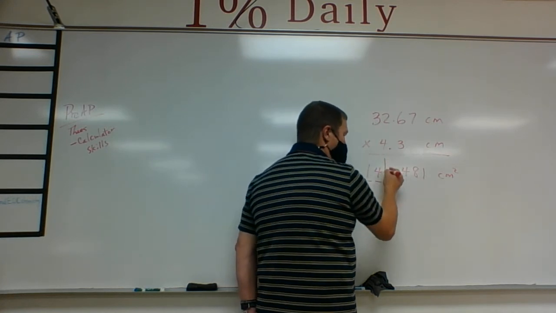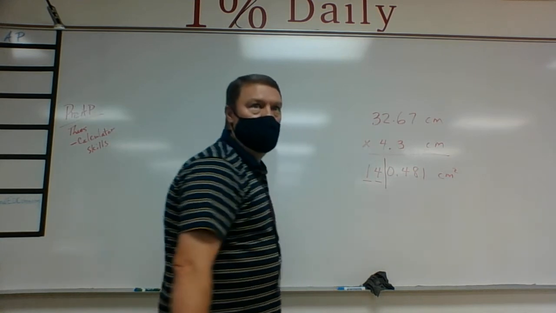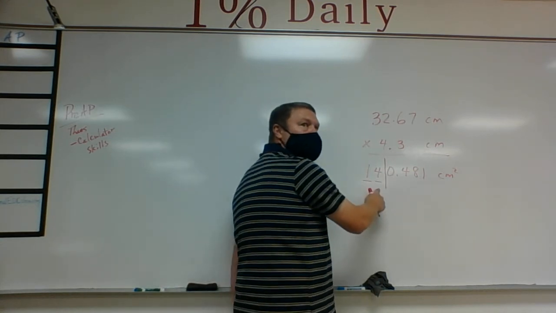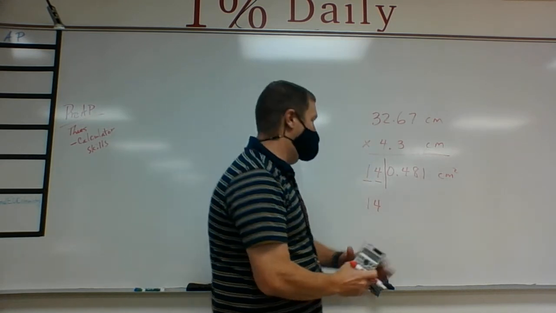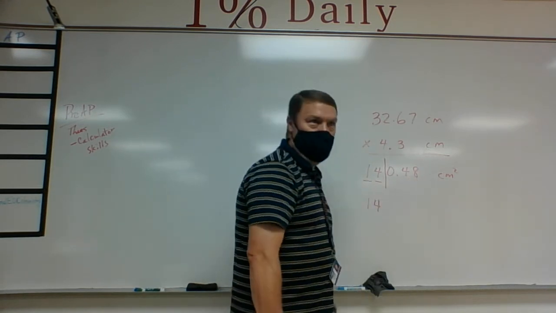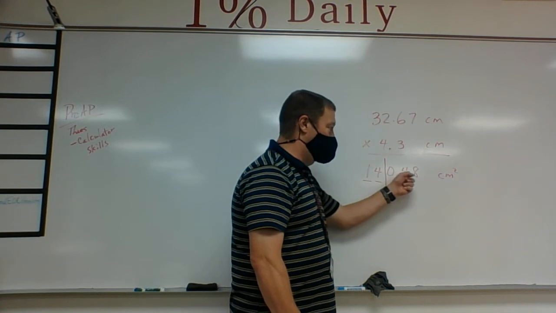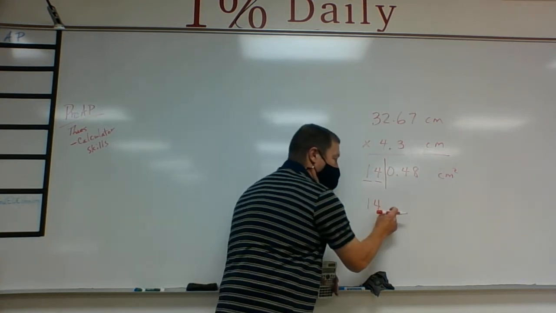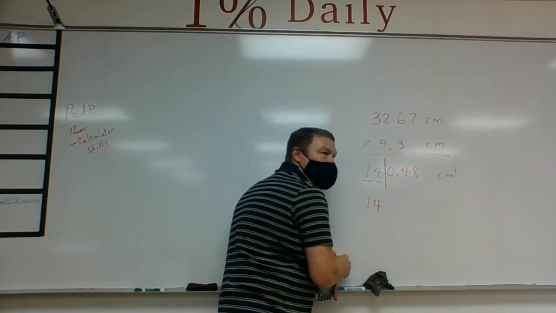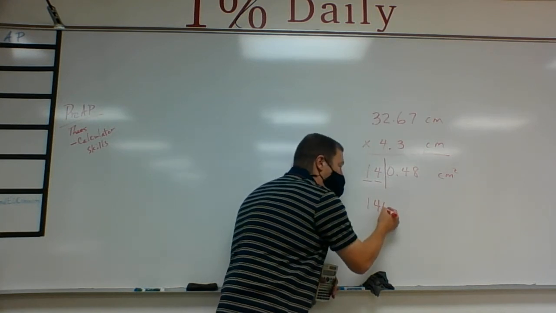Okay, 1, 4, stop. Does the 0 make it round? No. Okay, so my answer is 14? No. Now I'm going to pretend for a minute. I'm going to take the 1 out. If that's money, if I have $140.48, that's not $14. I have a hole in my number to get to the decimal. What do I put in the hole? A placeholder, which is a 0.